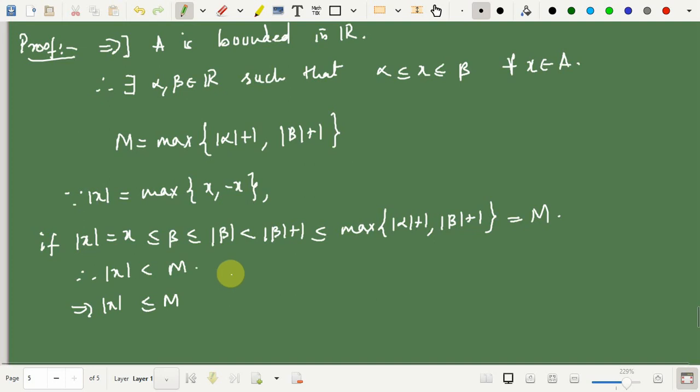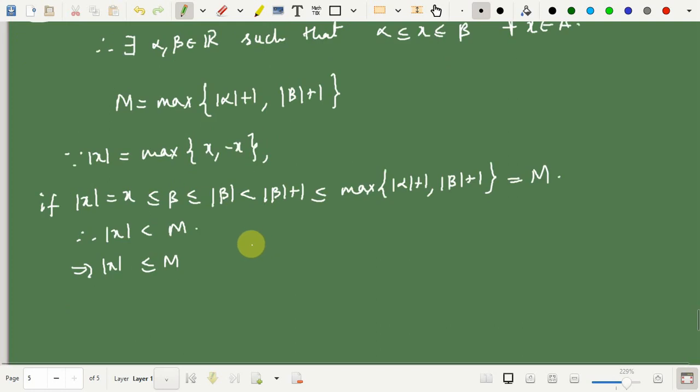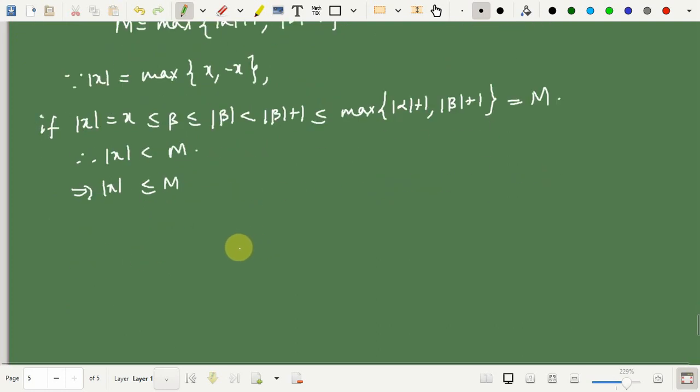Less than or equal to, I am saying that one of the statements is true, because mod of x strictly less than m is true. So, even I can consider or equal to m in that case, because that is what I want to show. Again, I would show when mod of x is equal to minus x.